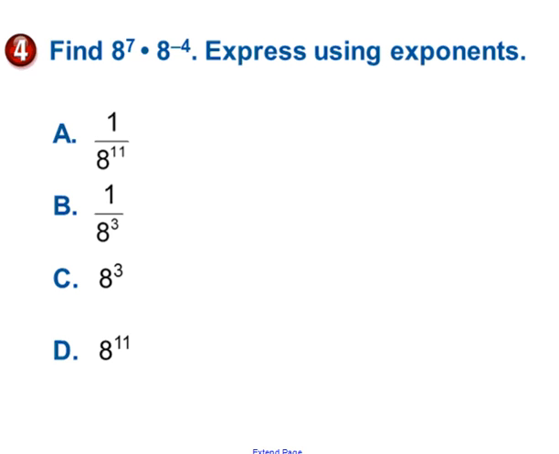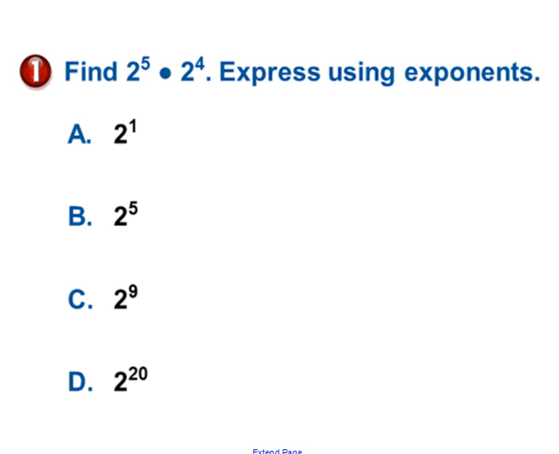8 to the 7th power times 8 to the negative 4 is 8 to the 7 minus 4. 8 to the 7 minus 4 is 3. So 8 to the 3rd is the correct answer, letter C. 2 to the 5th times 2 to the 4th would become 2 to the 5 plus 4, or 2 to the 9th. 2 to the 9th.